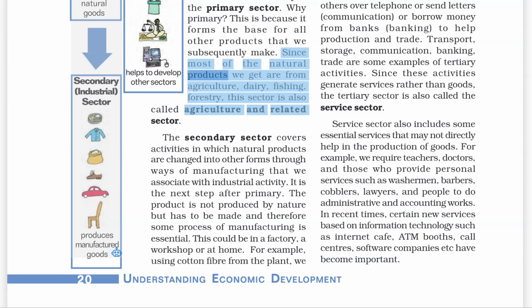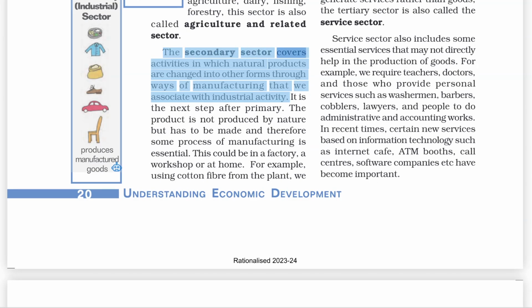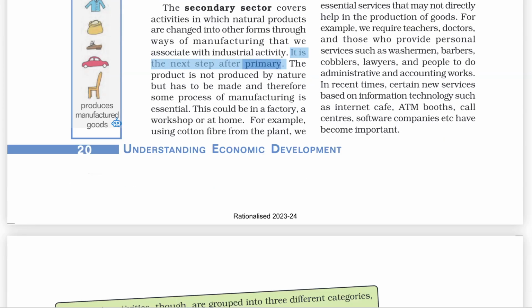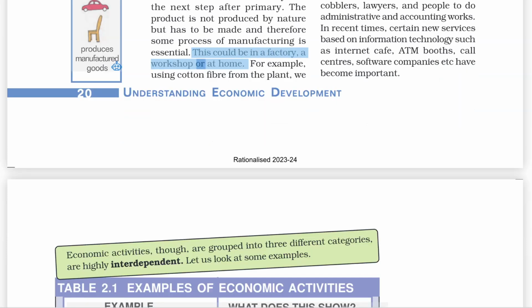Since most of the natural products we get are from agriculture, dairy, fishing, forestry, this sector is also called agriculture and related sector. The secondary sector covers activities in which natural products are changed into other forms through ways of manufacturing that we associate with industrial activity. It is the next step after primary. The product is not produced by nature but has to be made, and therefore some process of manufacturing is essential. This could be in a factory, a workshop, or at home.